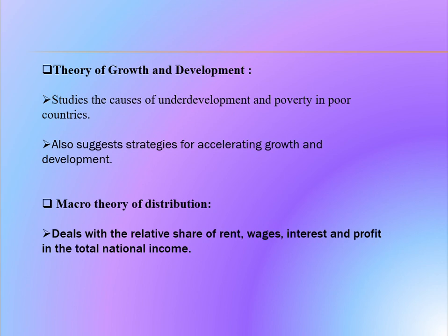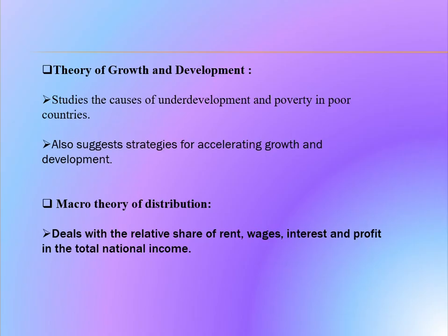Now the next theory is the theory of distribution. The theory of distribution deals with the income which is earned by the four factors of production, that is land, labor, entrepreneur, and capital. It deals with the relative share of all these factors of production: land, labor, capital, and entrepreneur.